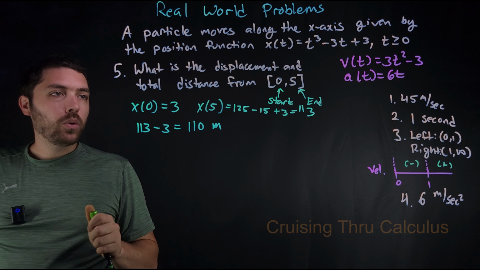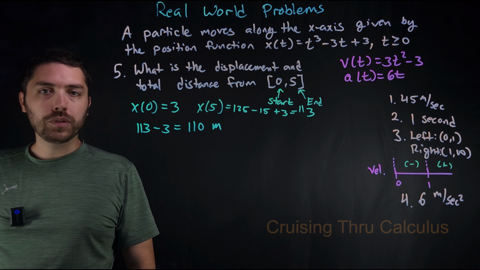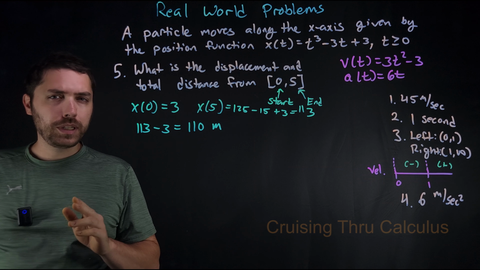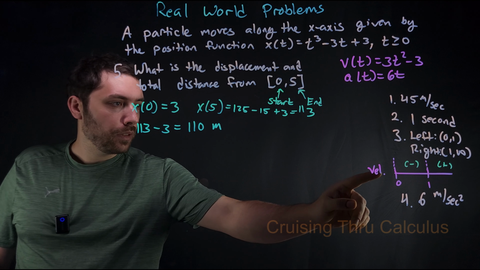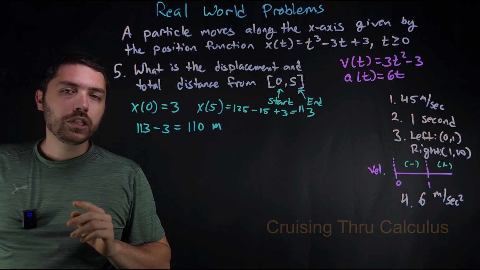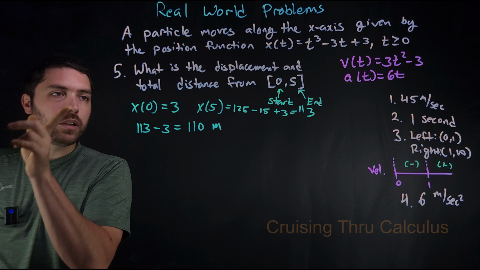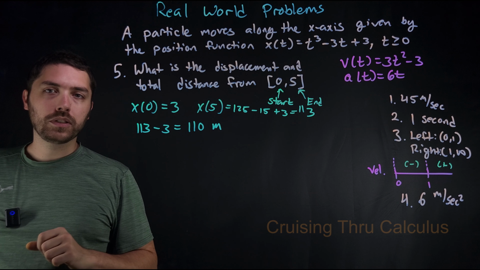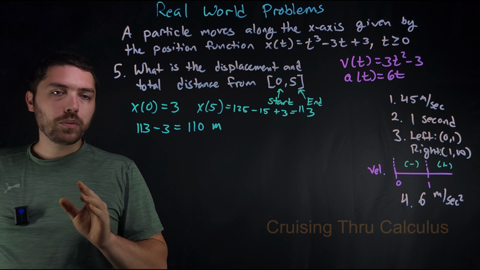Now it's time to find the total distance. Finding total distance is usually more difficult than finding displacement, but it can still be done. So here's what we're going to do. You'll notice that the velocity was negative from 0 to 1 and then positive from 1 onwards. So what that means is that the particle was moving to the left for a certain distance and then it was moving right for a certain distance. So we need to take into account both of those distances.